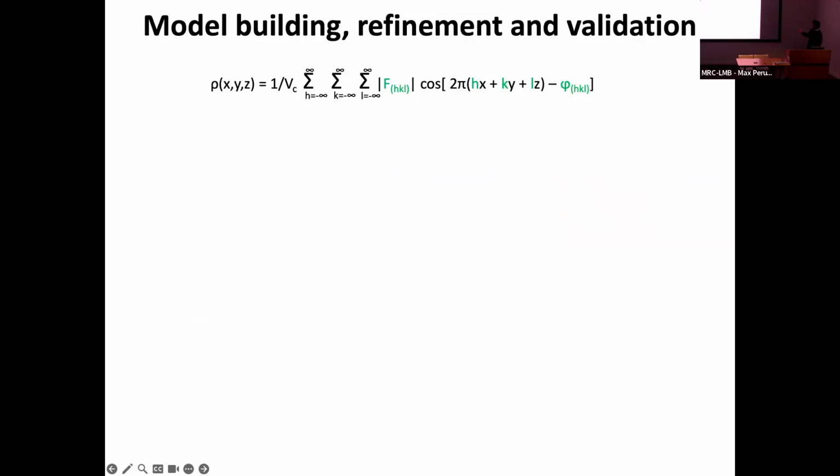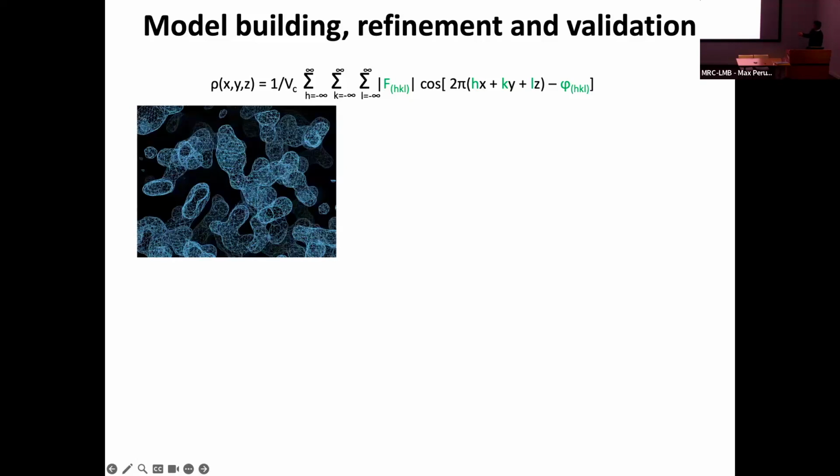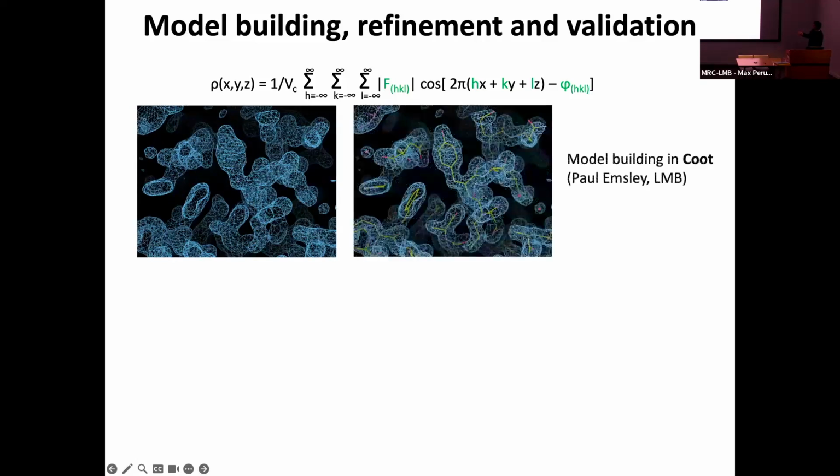Once you have all the components for your equation, you plug them in, and you get your density. Hopefully, you had enough parameters to get a high resolution. So you can start to construct your model. If it looks like this, it is quite easy. You can already see a tryptophan there. So you can start to build your model.